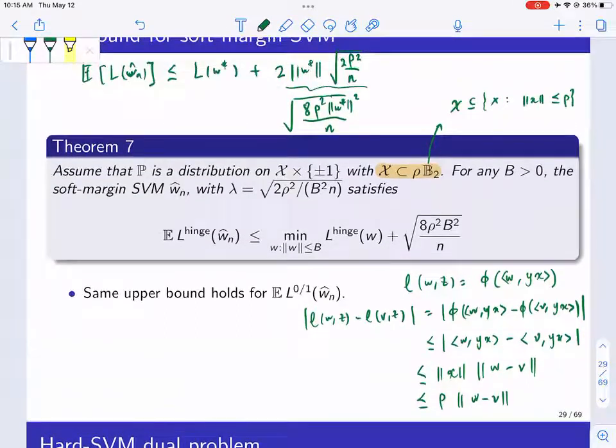So this holds for any W star. If I restrict myself, I can take the infimum over all W stars for which the norm is bounded by B, and the penalty would be like this. So if I can choose B large enough, for example, if there exists a very good solution whose norm is bounded by B and the hinge loss is very small or 0, then this goes down like rho squared B squared over n. So there's no dimension dependence, but there's a dependence on the norm B. That's the kind of result that you can show.